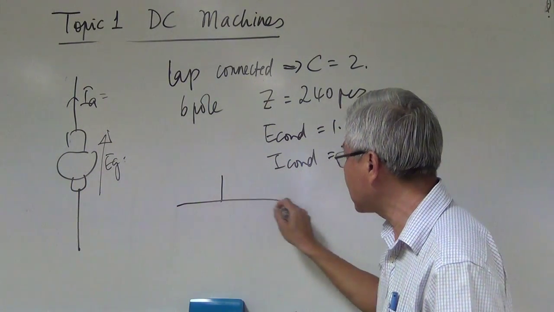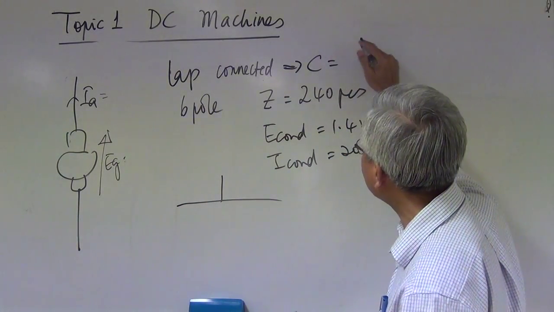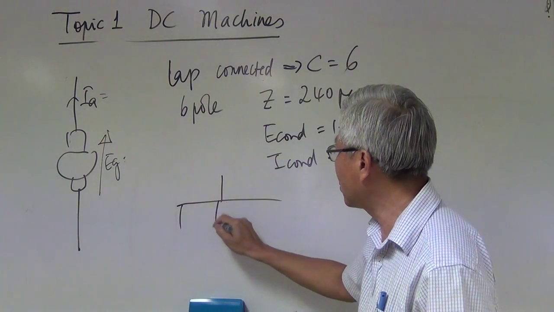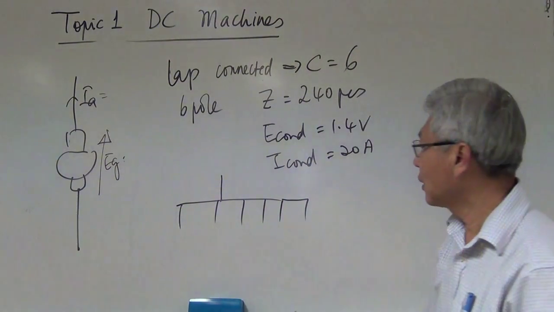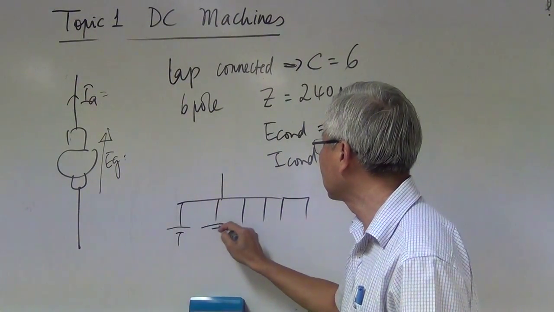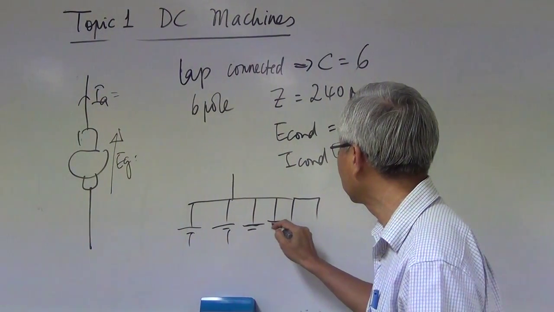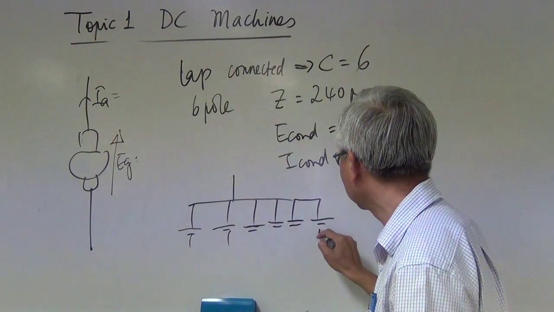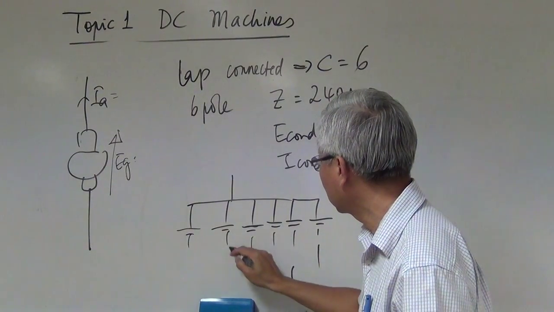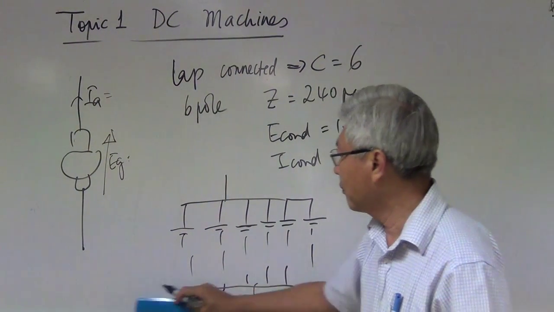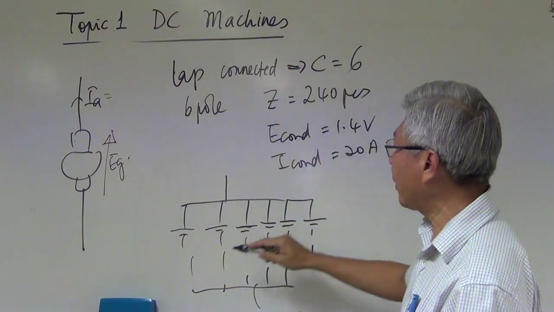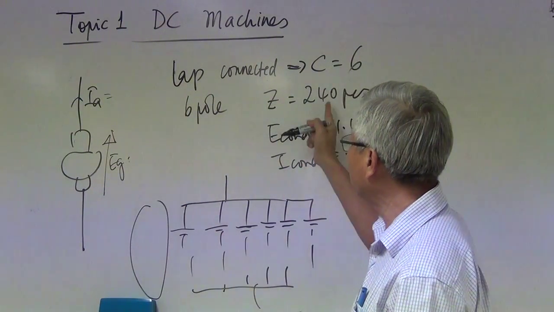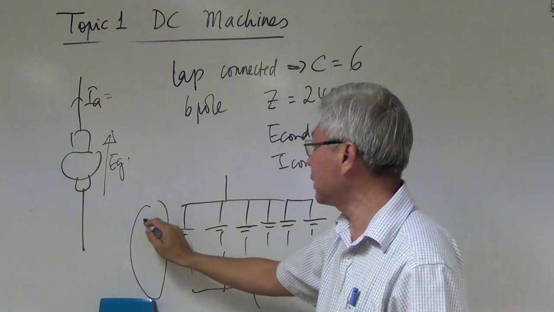6 pole means 6 parts. 1, 2, 3, 4, 5, 6. Alright? Six parts. Now you're told that there are 240 pieces. So for one part, how many pieces? 240 divided by 6, so there are 40 pieces.